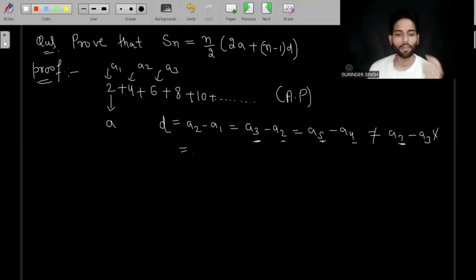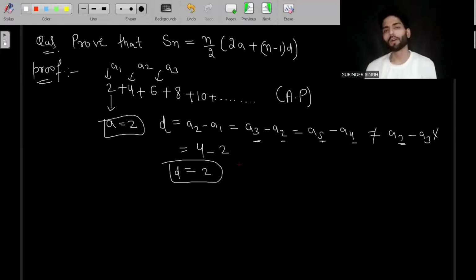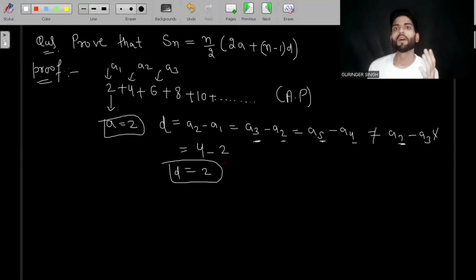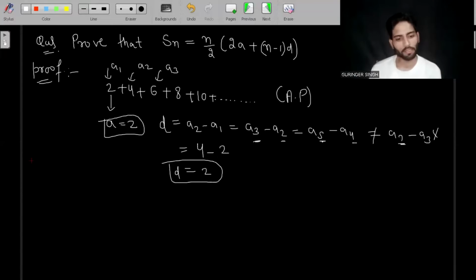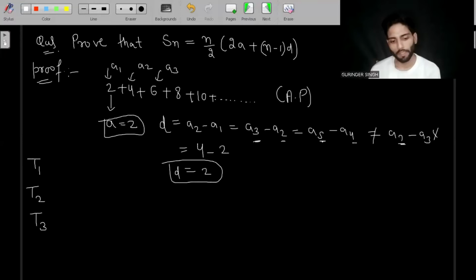So A2 is 4, and A1 is 2, so 4 minus 2 is 2. So D is 2, and A is also 2, the first term. Now, observation: you have to observe how the AP is going on. T1 means the first term, T2 the second term, T3 the third term, and so on. Tn means the nth term.